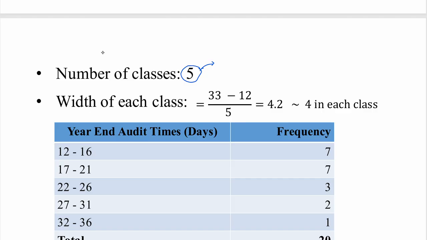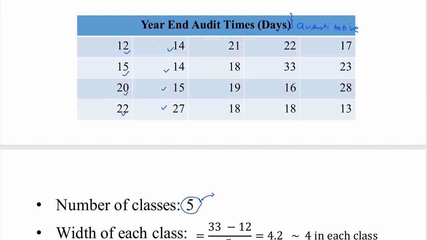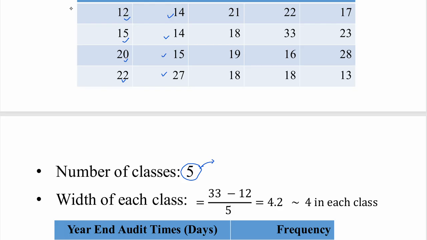Now, the next thing we're going to do is to find for each class how big it should be, the class width. Now, to calculate the class width, we're just going to go back to our data set here, and the formula for finding your class width should be equal to the highest number or the maximum number in your data set minus the minimum number in your data set divided by the number of classes.